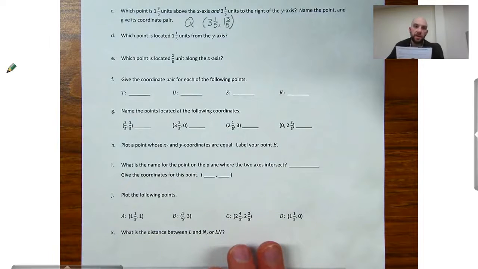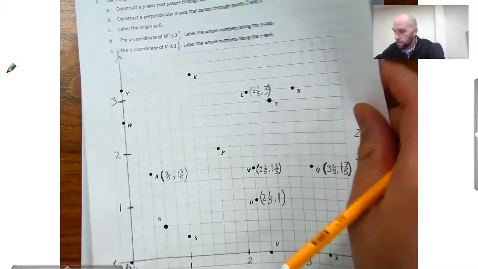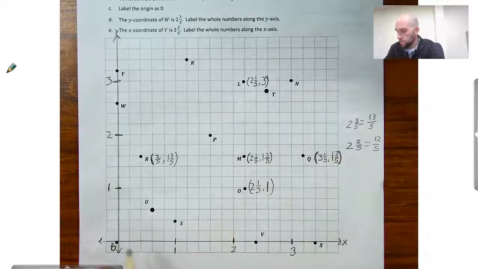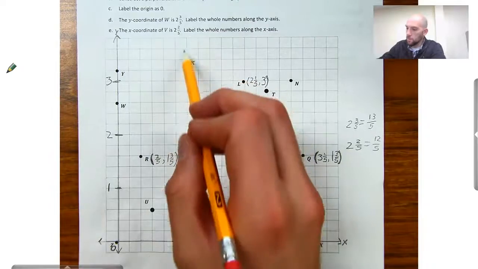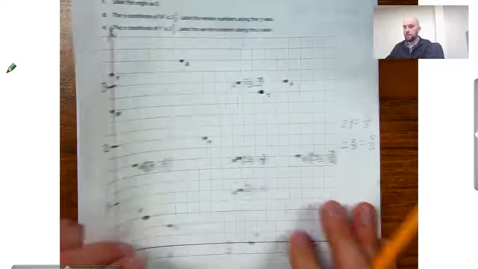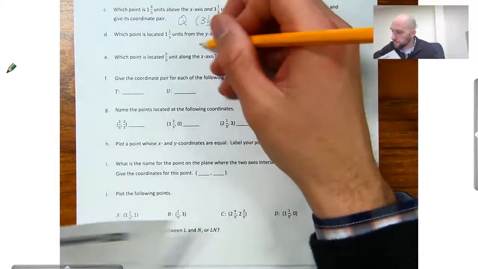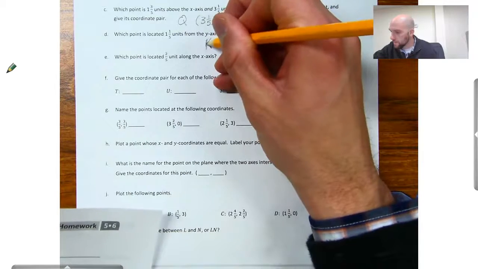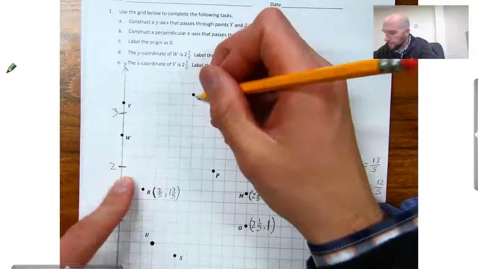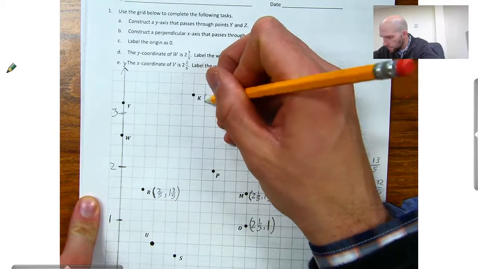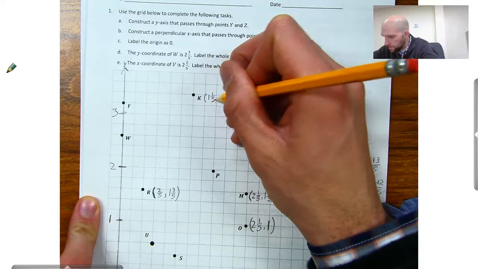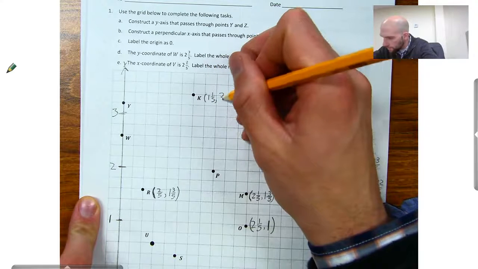Which point is located 1 1/5 units from the y-axis? So I have 1 1/5. Well, there's only one point on this line. That's going to be letter K. And K is going to be 1 1/5 and 3 1/5.